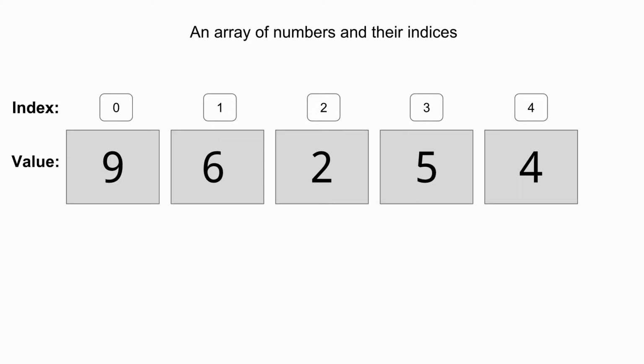Here's a picture of the array values and their indices to show that arrays start at index value 0. You see here it starts at 0 and ends at 1 minus the number of elements in our array. So here we have 5 elements, 1, 2, 3, 4, 5, and then the last index is 4.